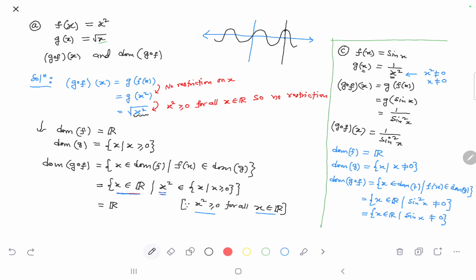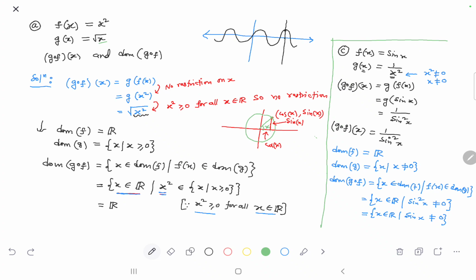Now let me tell you how sine x is defined using the unit circle. If you take any x, where x is the angle, then this part will be sine x, and this part will be cosine x. So basically the coordinates of this point: the first component is cosine x and the second component is sine x.